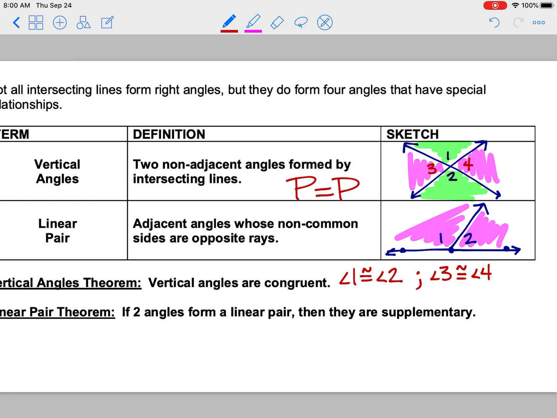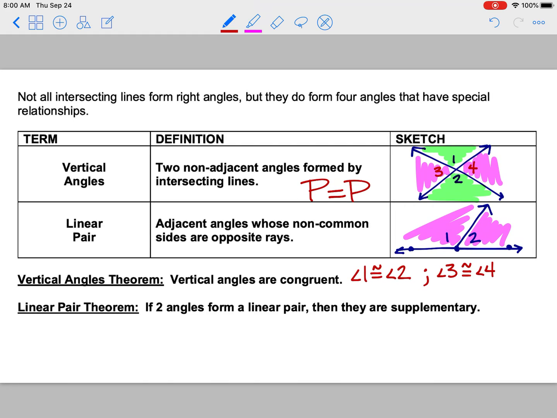The theorem for linear pair is that if two angles form a linear pair, then they are supplementary. And so remember that supplementary means that they add up to 180 degrees. So using our picture from above, we could say that angle 1 plus angle 2 equals 180 degrees. Okay? If you're going to use an equation to remember there, we would say part plus part equals 180.